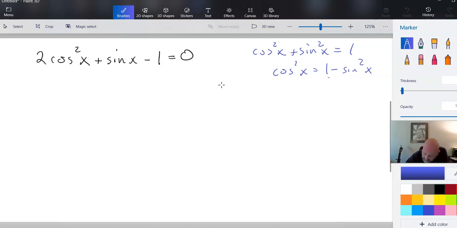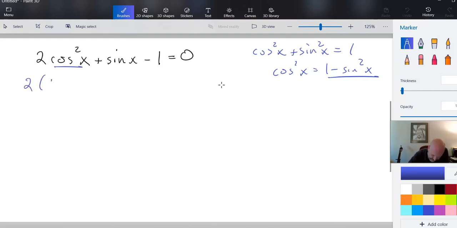Okay, so this is valuable to me because that means I can substitute that value for cosine, turn it into a sine, and then I have an equation with all sines in it. And that I can probably do something with. So let's see what we can get here. So cosine squared is 1 minus sine squared. So that turns us into this.